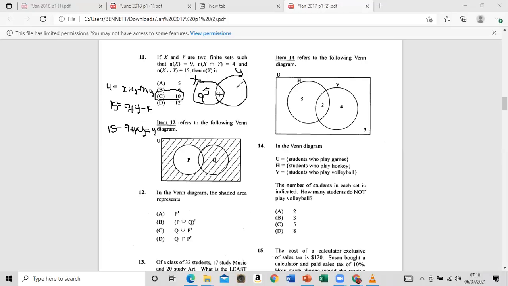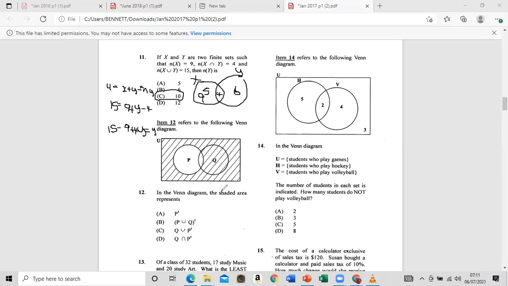Alright, yes, so 15 minus 9, that's 6. 6 plus 4, 10. So in the end, we will go to 6. So this is the 6. So 5 plus 4, 9, plus 6, 15. Alright. So 10 is the answer because this plus this. In an earlier video, I was thinking about only, it's not only, so it will be 6 plus 4. So that gives us 10.